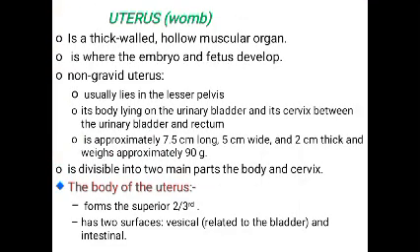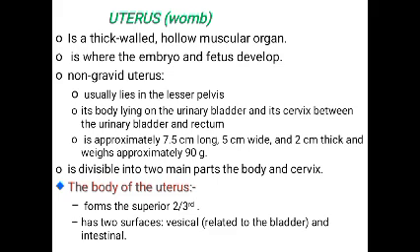The uterus, or womb, is a thick-walled, hollow muscular organ where the embryo and the fetus develop. The non-gravid uterus usually lies in the lesser pelvis. Its body lies on the urinary bladder, and its cervix lies between the urinary bladder and the rectum.